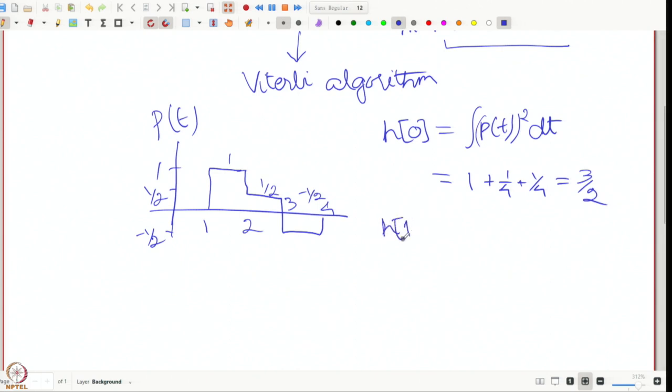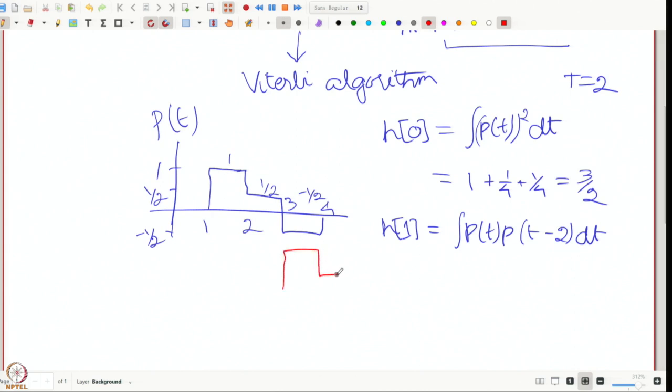To compute h1, we can just do the integral of p(t) and p(t minus capital T). Remember the rate of signaling, capital T is essentially 2, we have half a symbol per second. To do this integral, we can just shift this by 2. So I am going to now delay this by 2, put 1 here, half here, minus half here. So if you now perform this overlap integral, it is very evident that this 1 multiplies by minus half and you get minus half. And this is also equal to h of minus 1 conjugate, which is h of minus 1, in this case it's real. Interestingly, in this case, there is nothing much else that you have to do. This is essentially all that you have.